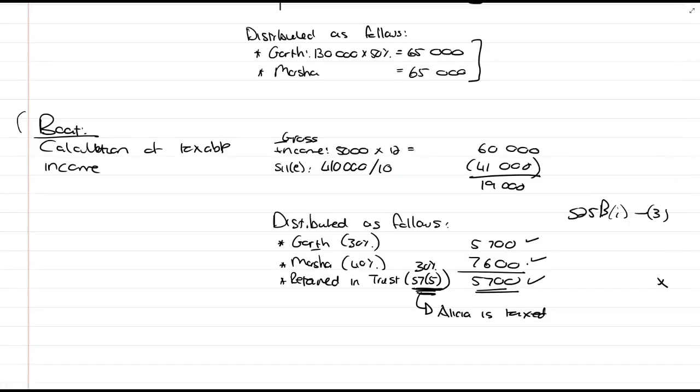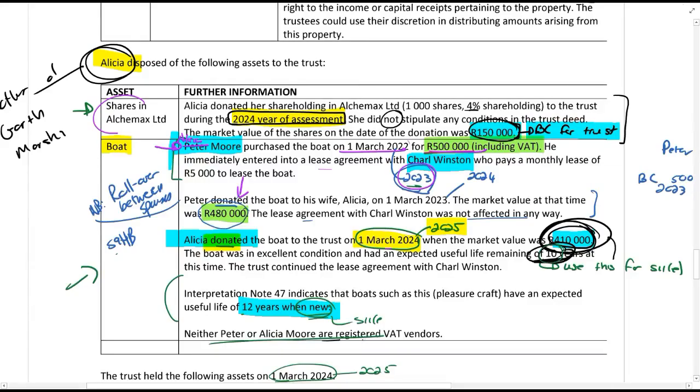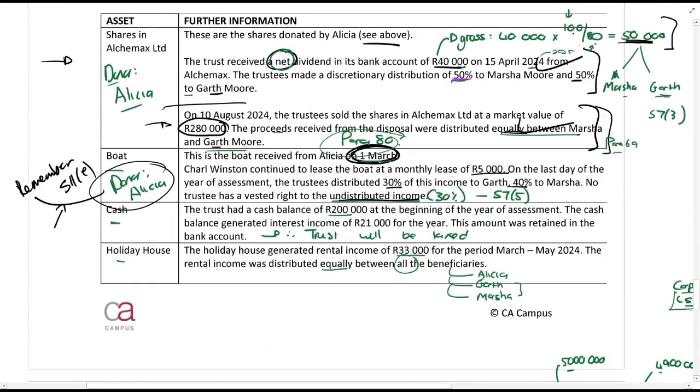Okay, so we've done all of those. The boat income. We've done, well, that's the donation. We've done all of that. Then we have the cash. The trust had a cash balance of 200,000 rand at the beginning of the year of assessment. The cash balance generated interest of 21,000 and the amount was retained in the bank account.